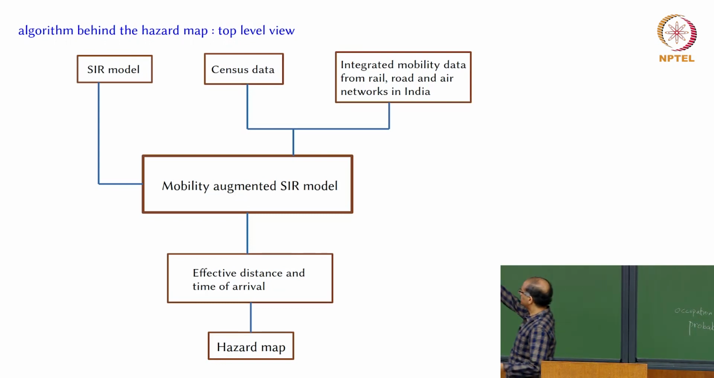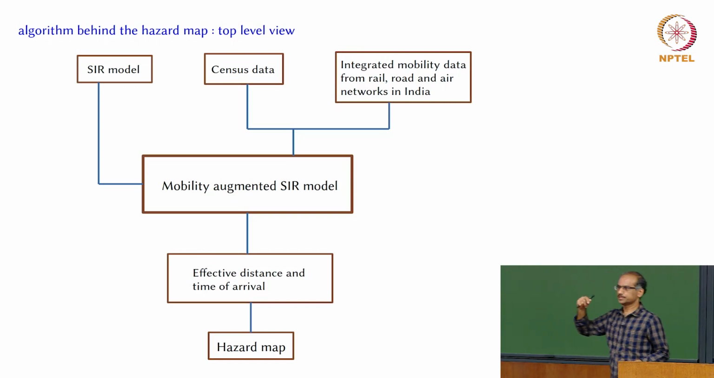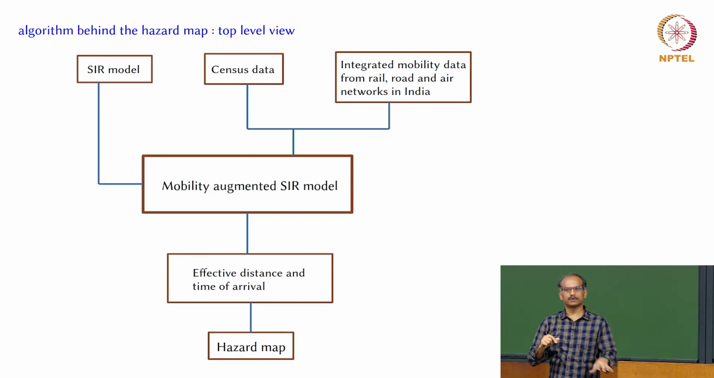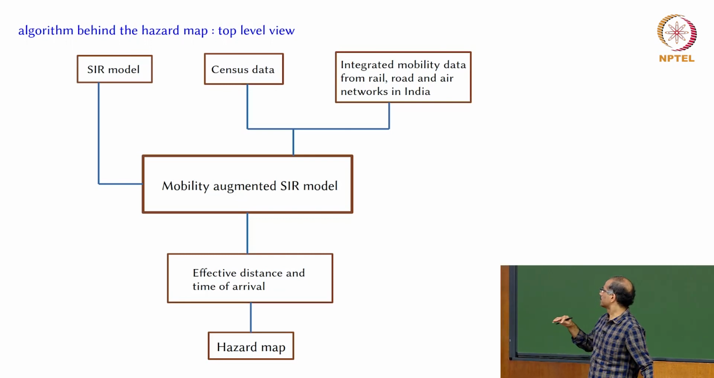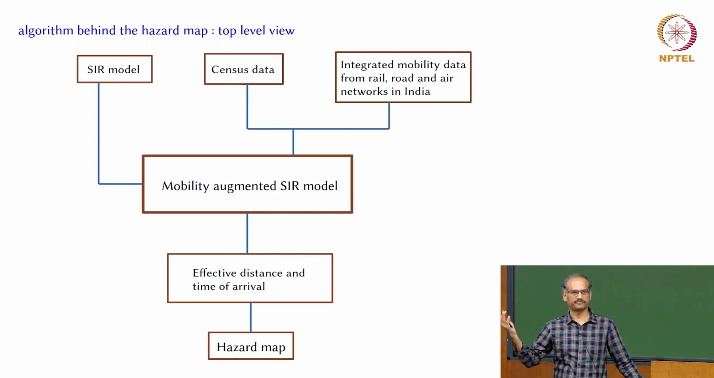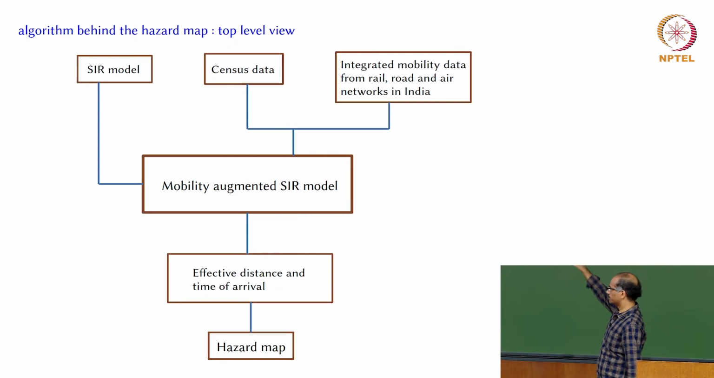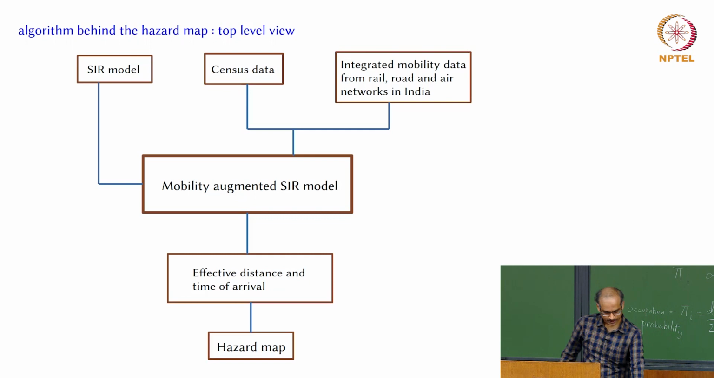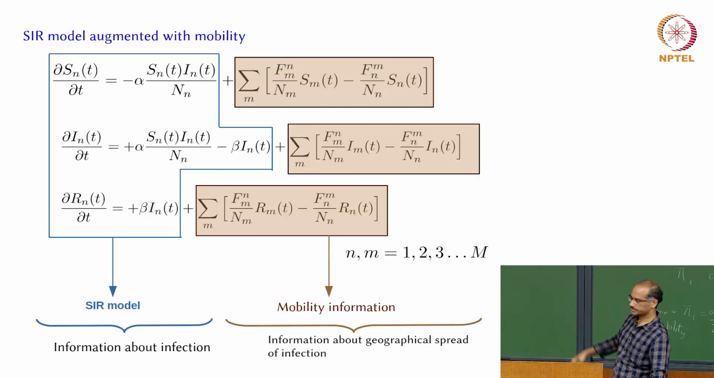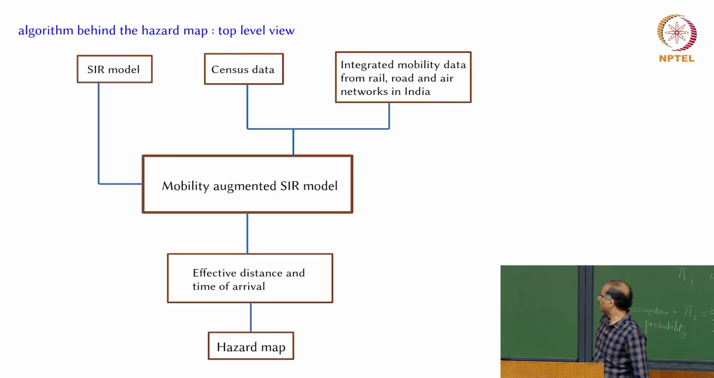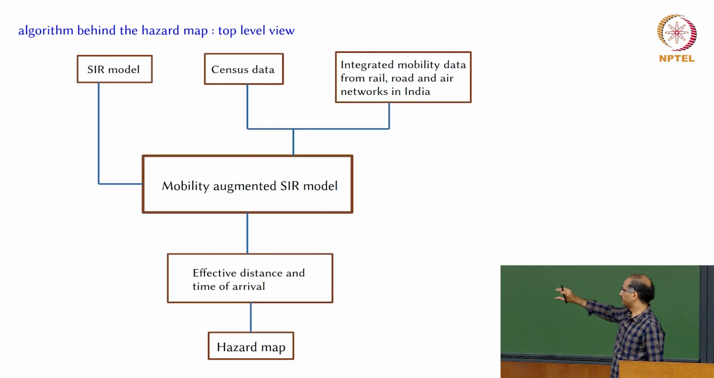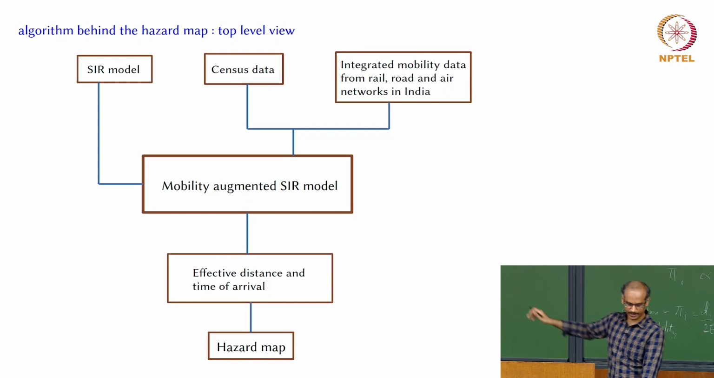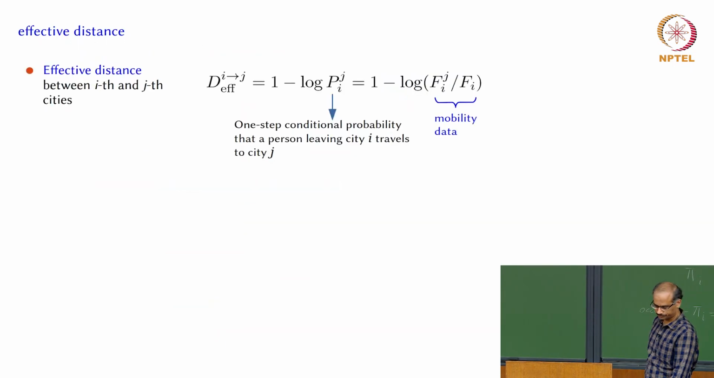The population data for us comes from the census data, and we integrated a whole lot of mobility data using rail, road and air traffic data. That is how the mobility data comes in, and all this is fed into this set of equations. Then we calculate what is called an effective distance, I will come to that in a moment, and finally create a hazard map.